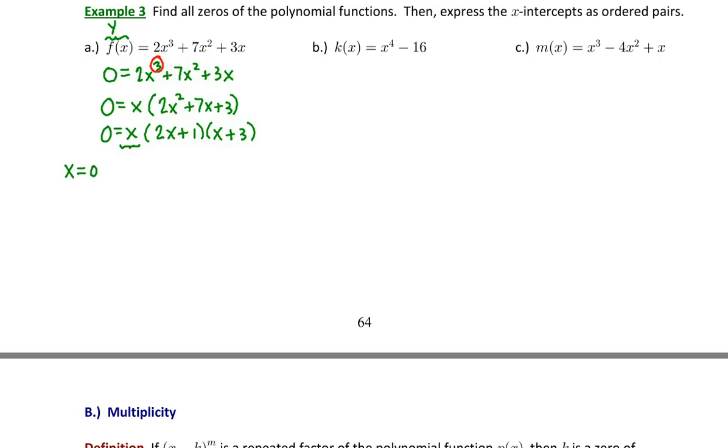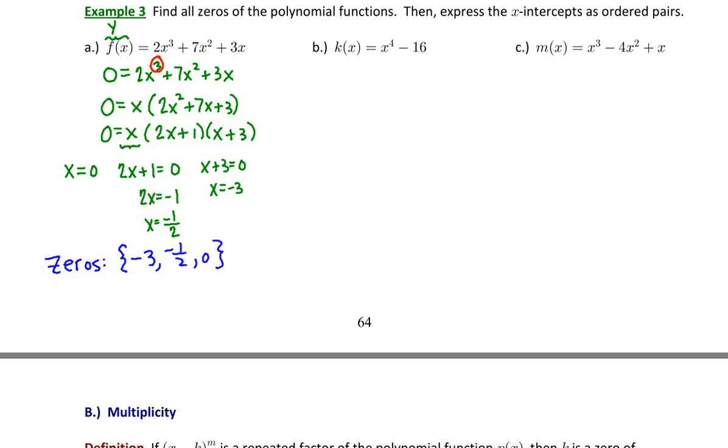Then we set each factor equal to 0, not forgetting that cute little monomial factor. So one of our zeros is 0. And we'll set our second factor equal to 0 and solve for x. Subtract 1 from both sides and divide both sides by 2. And then setting our third factor equal to 0 and solving for x, we get x equals negative 3. So we have 3 zeros as predicted for this third degree polynomial equation. In order from smallest to largest, they are negative 3, negative 1/2, and 0.